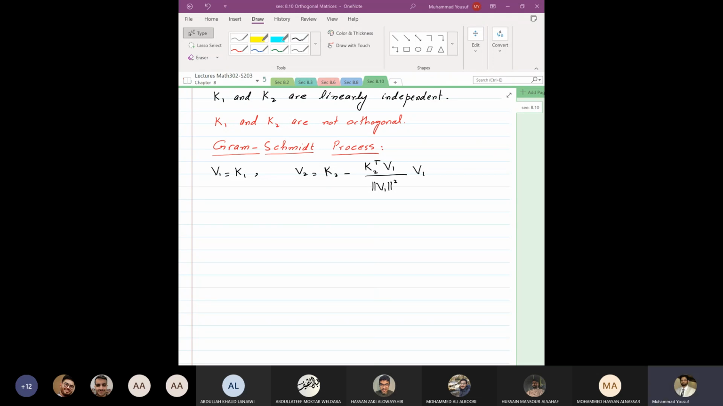Look, now we have new vectors V1 and V2. V1 is the same as K1, so there is no question about K1 or V1 being an eigenvector. Now the question is only about V2. If we get V2 in this process, is this V2 still an eigenvector? The answer is yes. I will show you by multiplying it with the matrix. See, this is still an eigenvector.